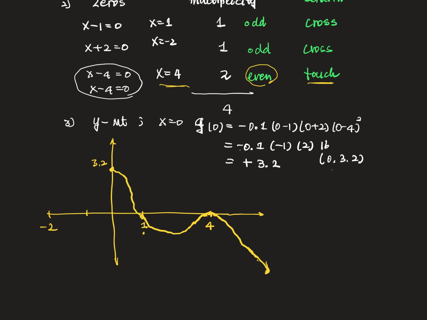Let's go. What is the next one? Negative 2, right? Negative 2 is odd. Cross it, not bounce it. Go down. That's how to sketch the graph.